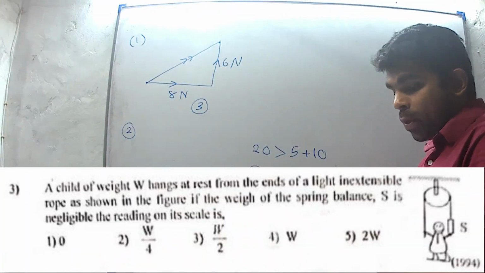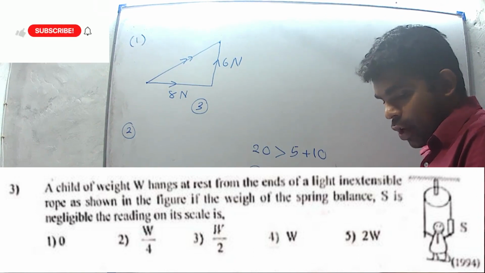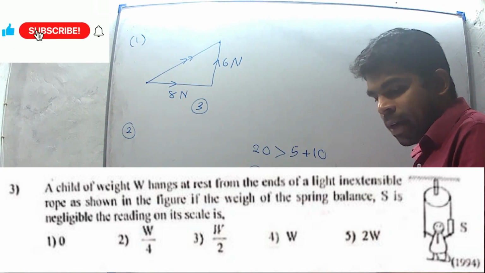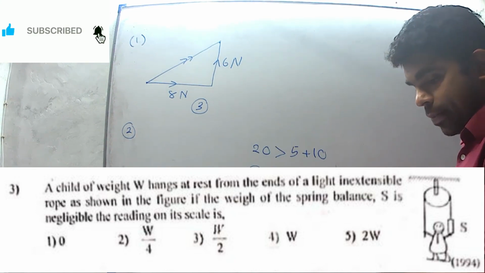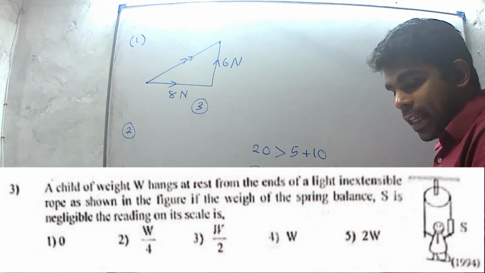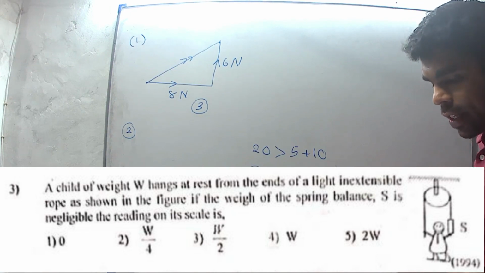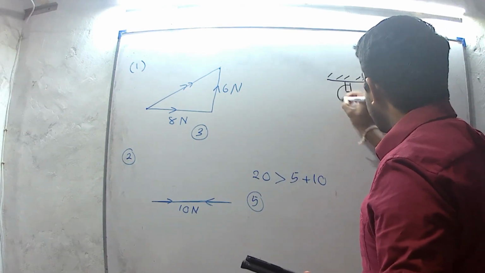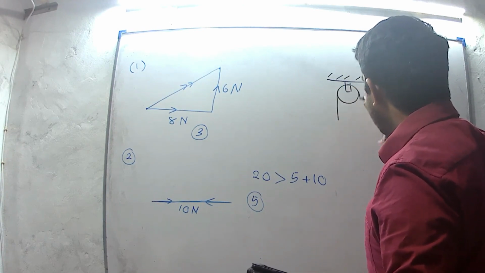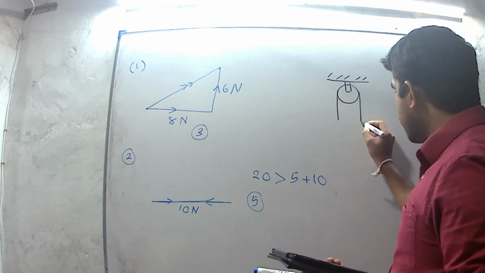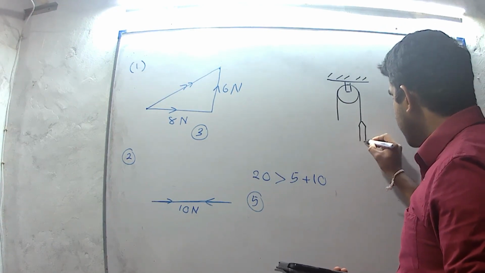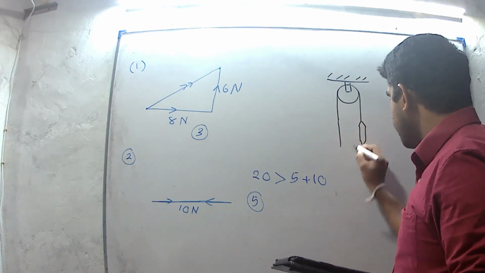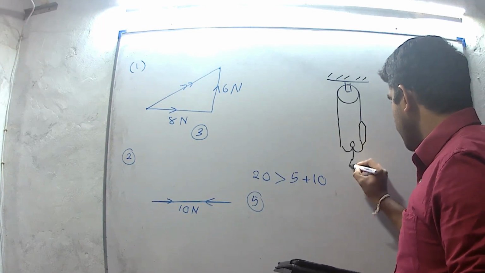Question number 3. A kid of weight W hangs at rest from the end of a light inextensible rope as shown in the figure. If the weight of the spring balance S is negligible, the reading on its scale is. I will draw the diagram. It is like this. There is a pulley and the spring balance is at this place, like this.